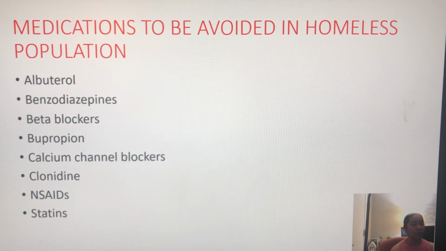Certain medications should be avoided in the homeless population due to the potential for serious interactions with alcohol and recreational drugs, the potential for abuse, risk for dehydration, and contraindications in chronic conditions. Some of these medications include albuterol, benzodiazepines, beta blockers, bupropion, calcium channel blockers, clonidine, NSAIDs, and statins.